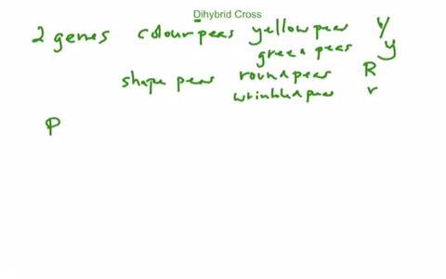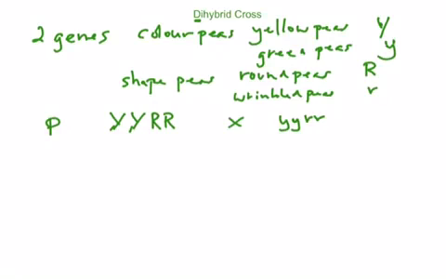So let's say we have a parental cross between two individuals, one with homozygous dominant yellow peas with homozygous dominant round, crossed with homozygous recessive green and homozygous recessive wrinkled. So the parental genotypes are big Y, big Y, big R, big R, crossed with little y, little y, little r, little r.